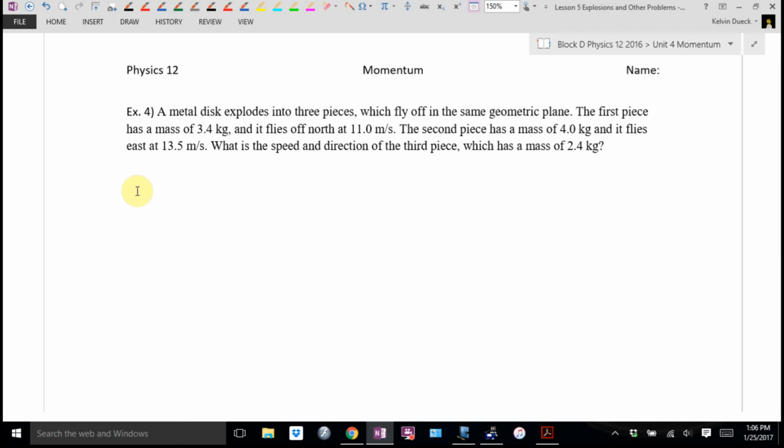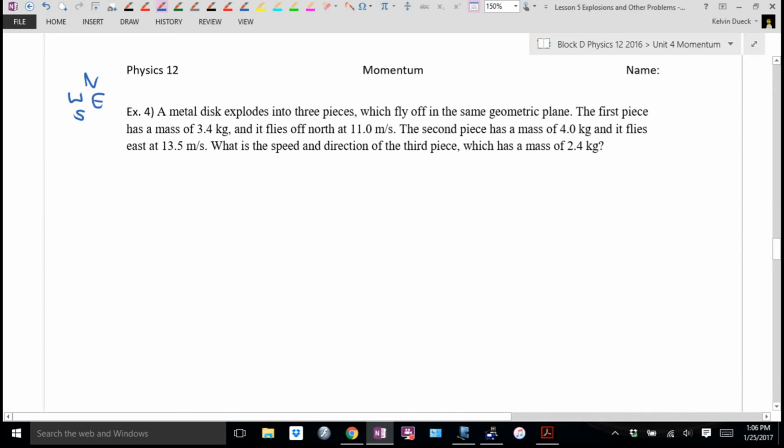Read along with me. A metal disc explodes, boom, into 3 pieces, which fly off in the same geometric plane. That's my way of saying they fly off staying flat. We don't want to bring a y component into this. The first piece has a mass of 3.4 kilograms. It flies off north. You know what? I see a compass coming up here.